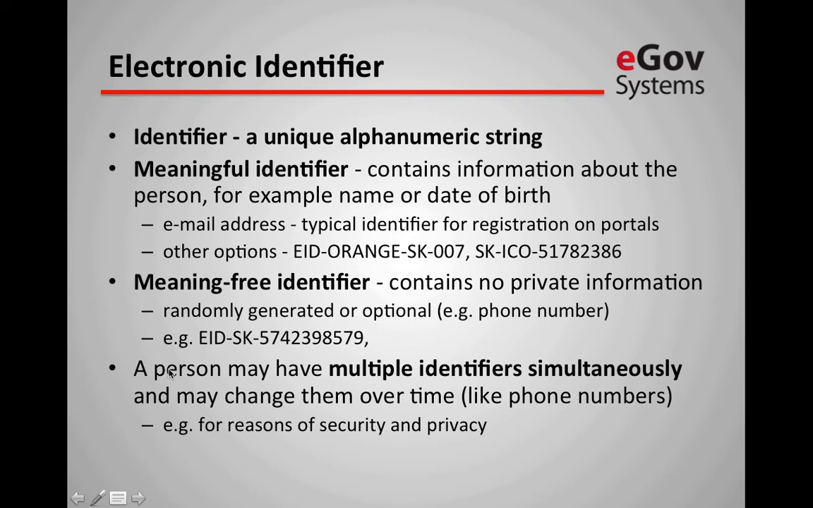It is important from the point of view of privacy that the electronic identifier is not one for the whole life, but that the person may freely change the identifiers and possess several identifiers simultaneously, and change them and revoke them, just like phone numbers and having several phone numbers, for example, for reasons of security and privacy.